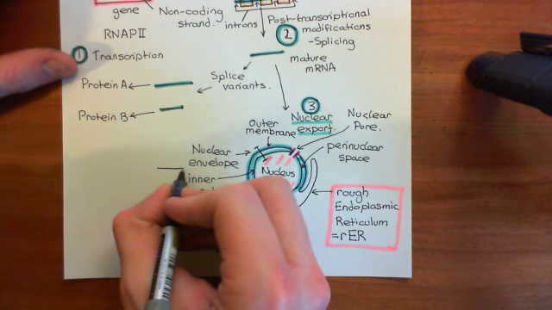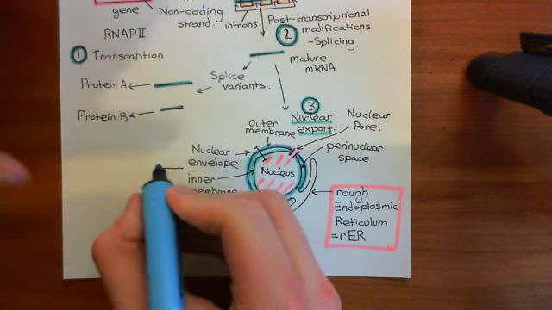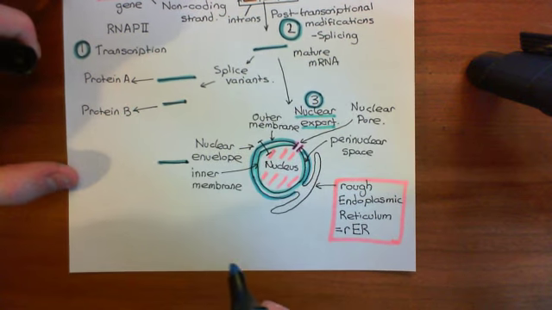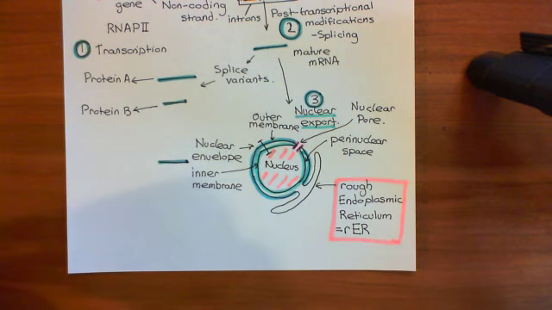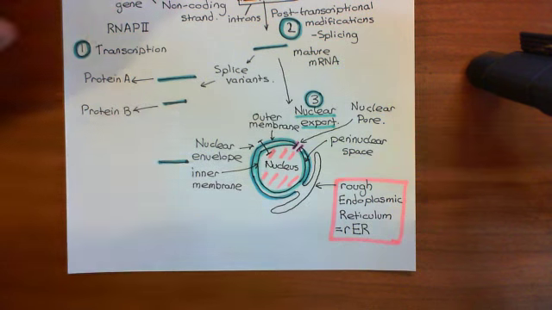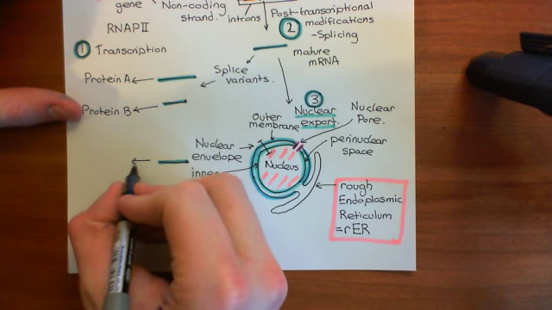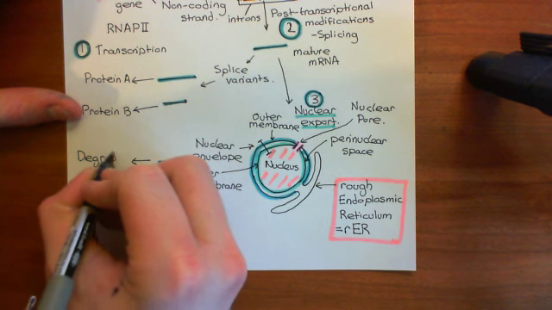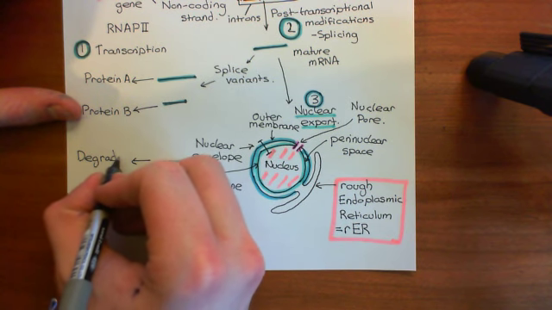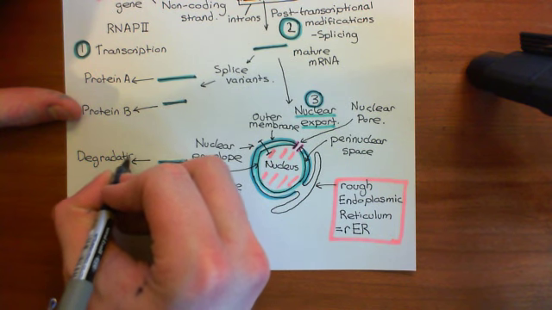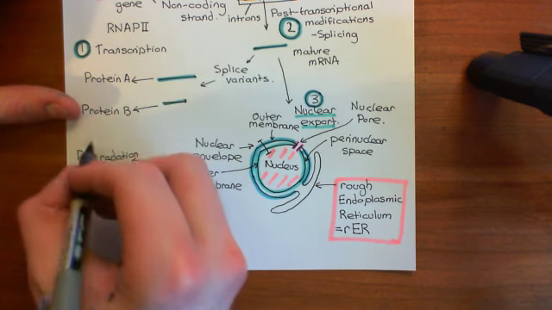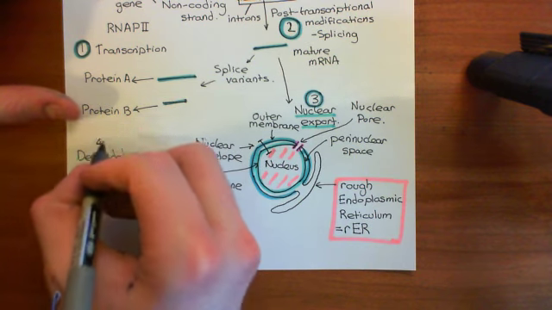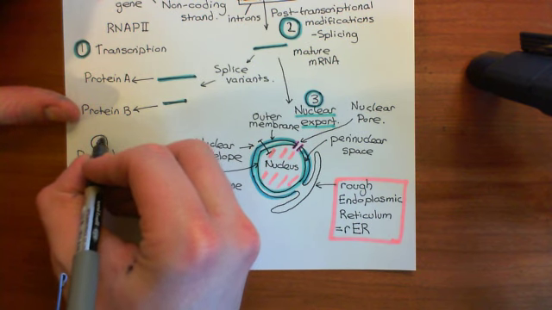So here is our mature mRNA, here in blue, and it's in the cytoplasm. Now, in the cytoplasm, two things can occur. It can either be translated into protein, or it can be degraded. So there are mechanisms to degrade mRNA in the cytoplasm. So it can be degraded. Again, that's another place where we can exert epigenetic control by increasing the degradation of certain mRNAs.